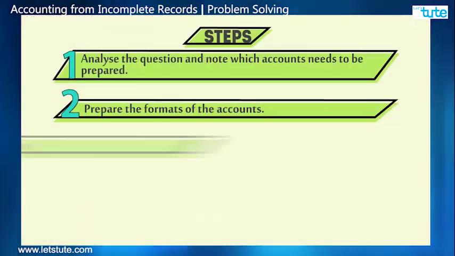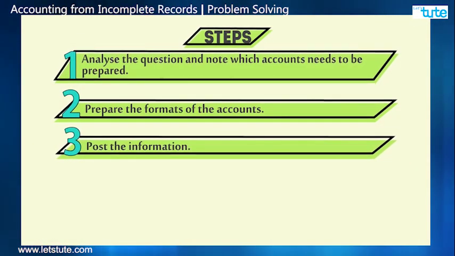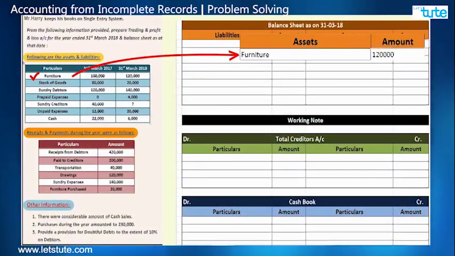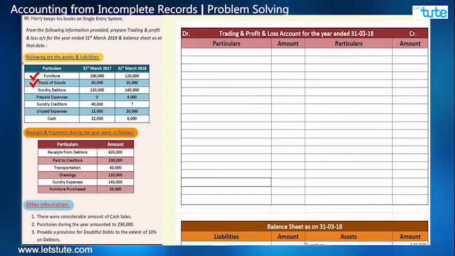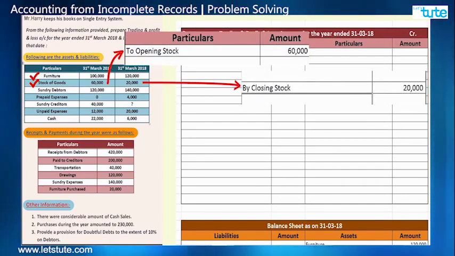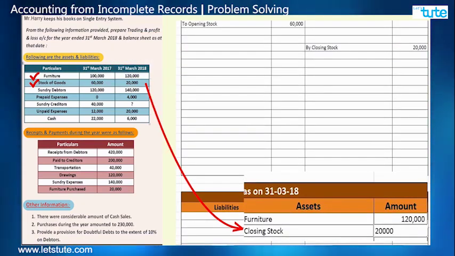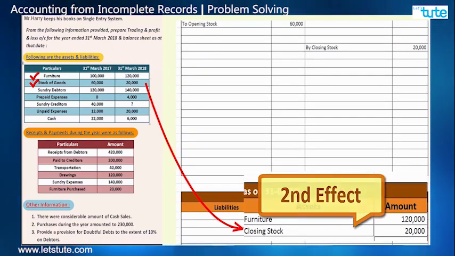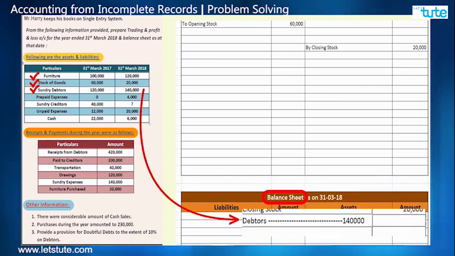Without further ado, let's start with posting. Furniture here in balance sheet. Opening stock and closing stock here in trading account. Do not forget to record the second effect of closing stock here in balance sheet. We record debtors in balance sheet.